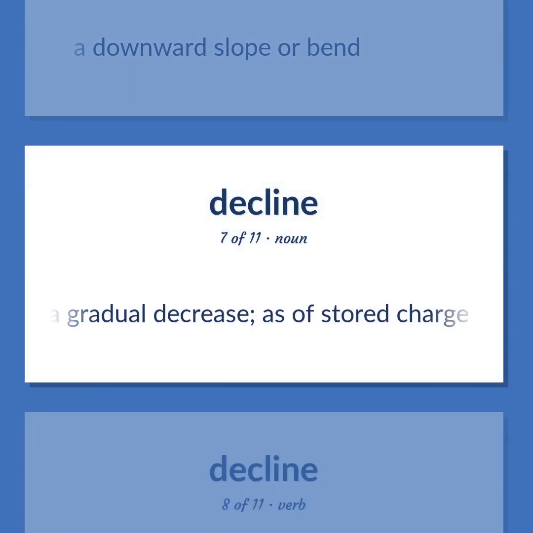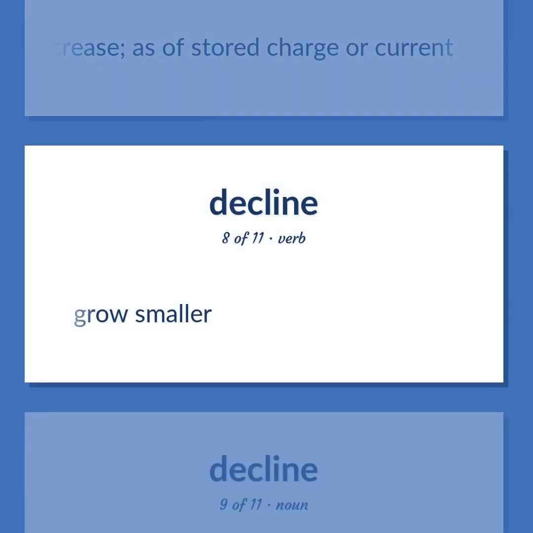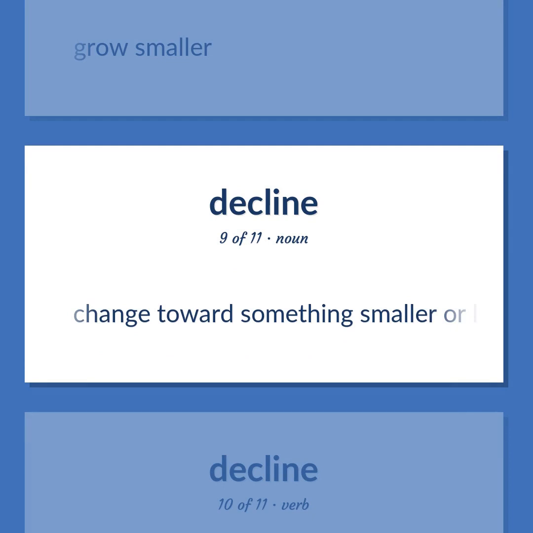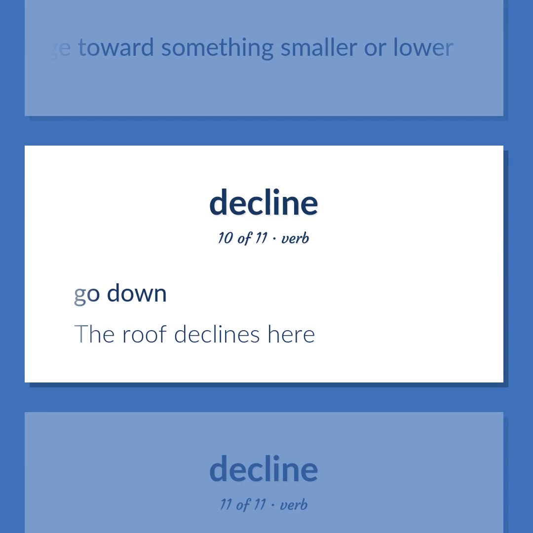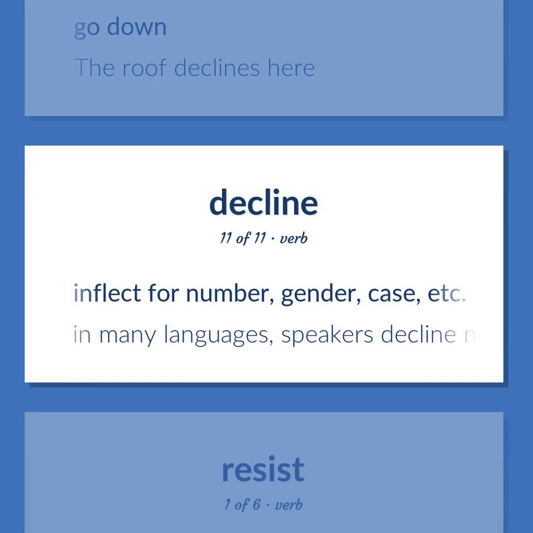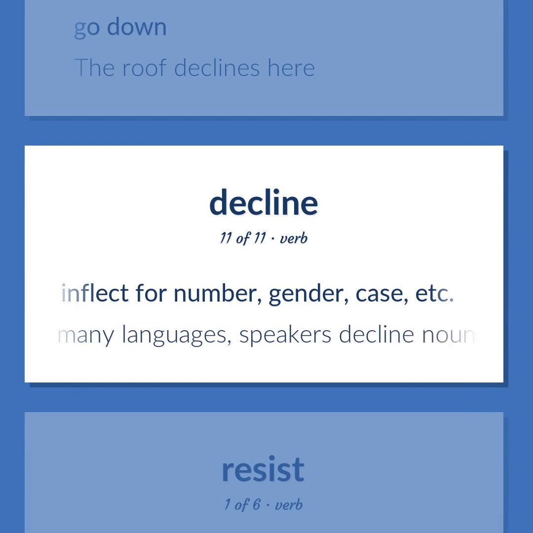A gradual decrease, as of stored charge or current. Grow smaller. Change toward something smaller or lower. Go down. The roof declines here. Inflect for number, gender, case, etc. In many languages, speakers decline nouns, pronouns, and adjectives.